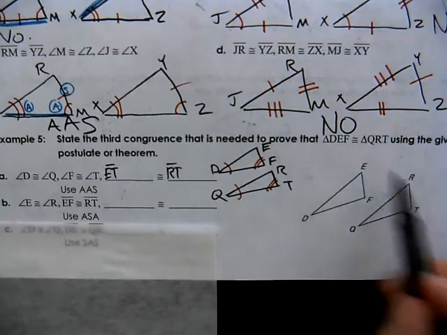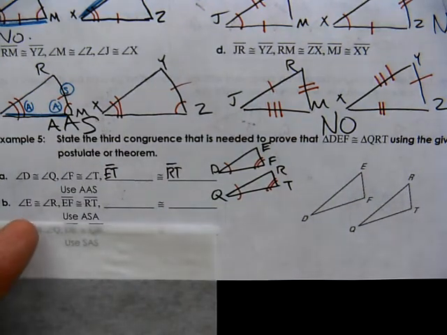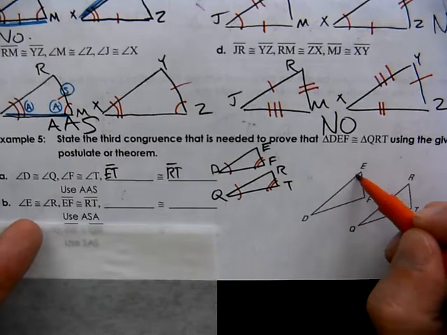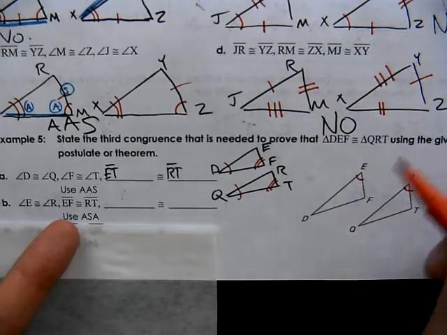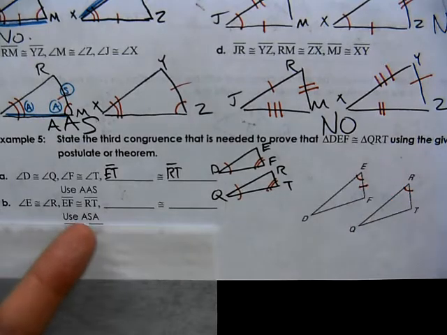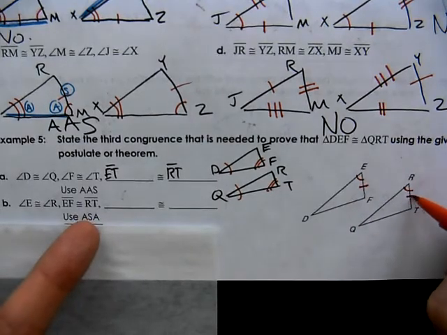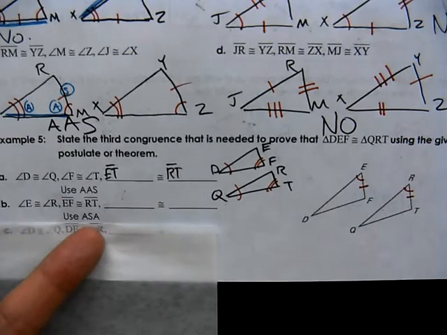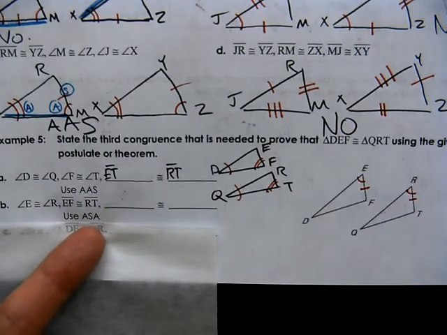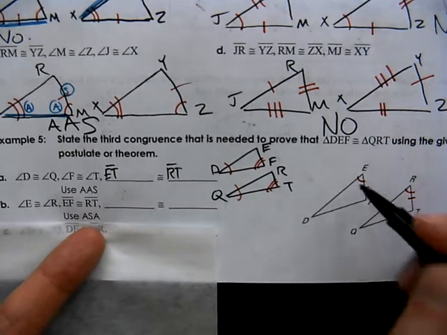For the second part, I'll use the original diagram here. Let's say we know that angle E is congruent with angle R, and segment EF is congruent with segment RT. Okay, we need to find 1 more pair of parts to make this pattern work. We're looking specifically for the angle side angle pattern. That means we need 2 marked angles, and I only have 1 marked angle.